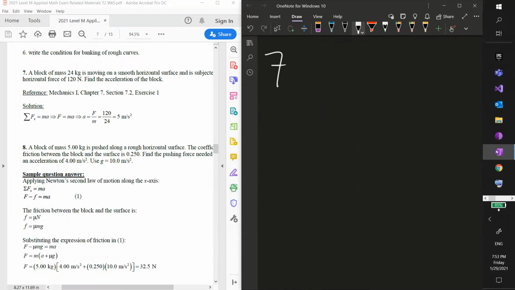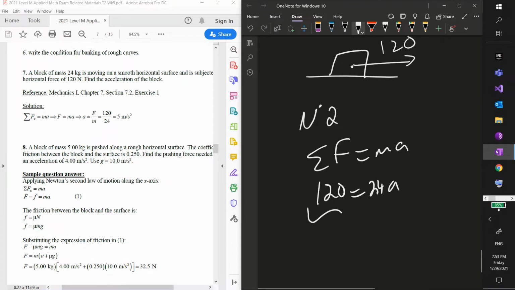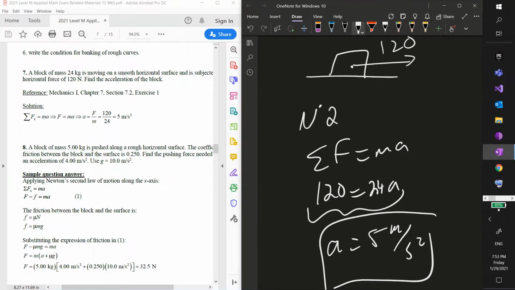Okay, so question 7. You have a block of mass 24 moving on a smooth horizontal surface, and a force of 120 is acting on it. One force is acting and you're moving to the right. It's pretty obvious you're using Newton's second law. The sum of all forces is equivalent to ma. The only force acting is equivalent to ma. Your mass is 24, your force is 120. Solve for the acceleration. The acceleration is 5. That's it.